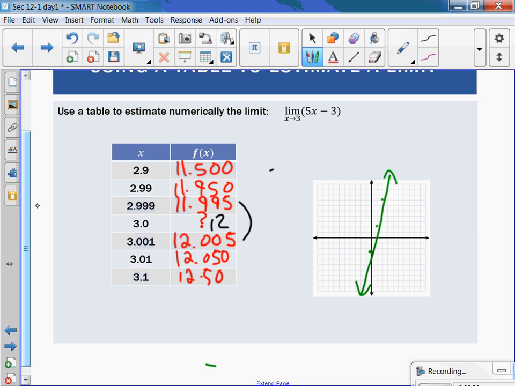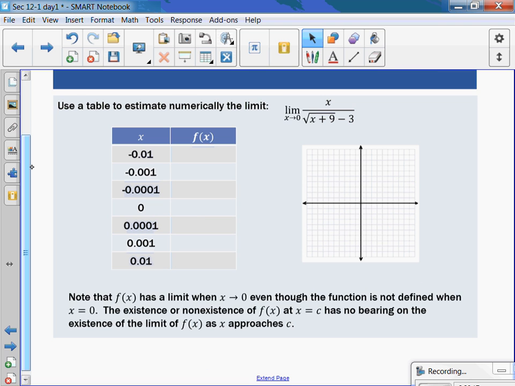All right? What if we had something like this? We want to find the limit of this rational function as x approaches 0. On that last one, I pretty much could have just said, okay, when x is equal to 3, I come up with the value of 12. Can I do that here? Why not? Why can't I do that here? What happens when x is equal to 0? What do I have in the denominator? I have 0 in the denominator.